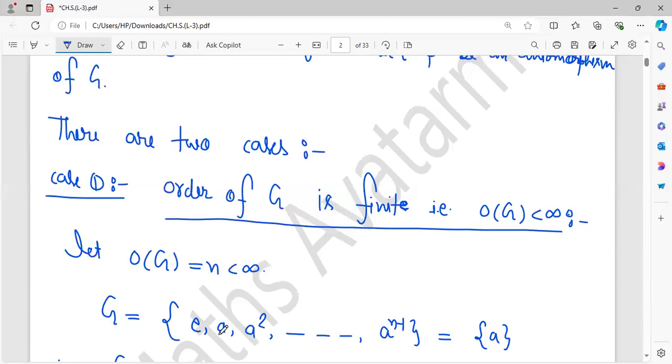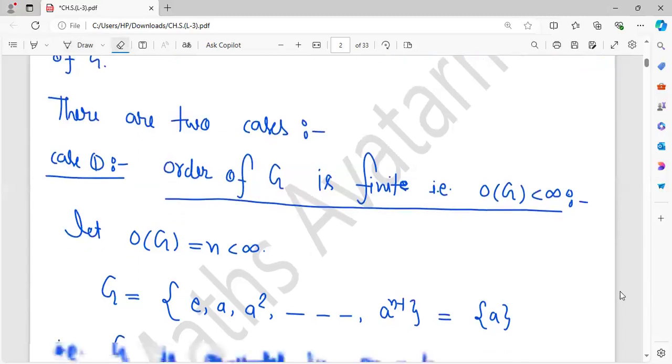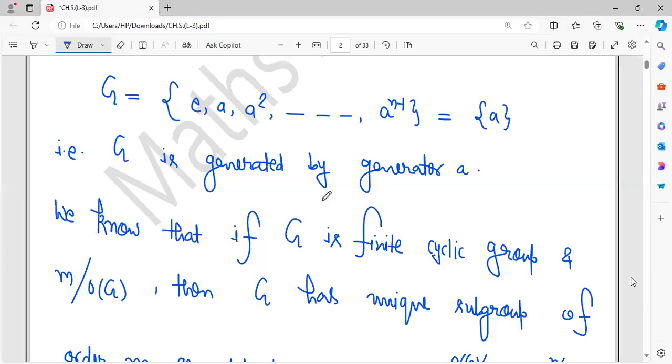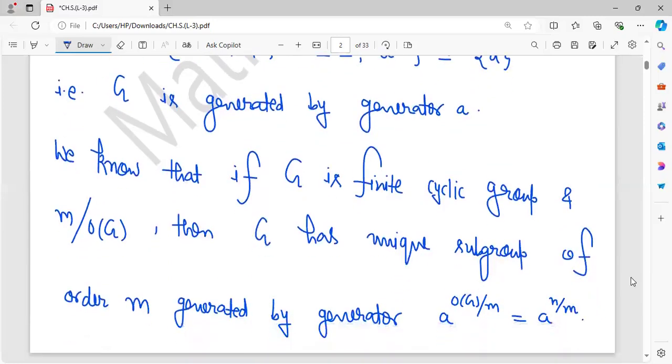Then G will look like a, a squared, up to a to the power n minus 1, and it is generated by the generator a. We know that if G is a finite group and m divides the order of G, then G has a unique subgroup of order m. This subgroup is generated by a to the power of the order of G divided by m.